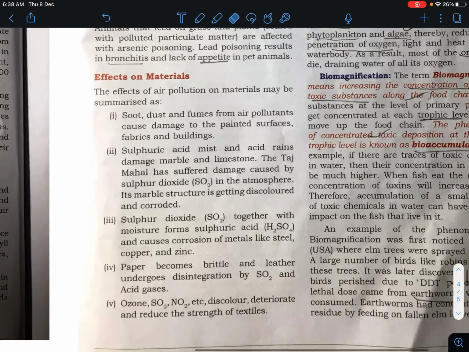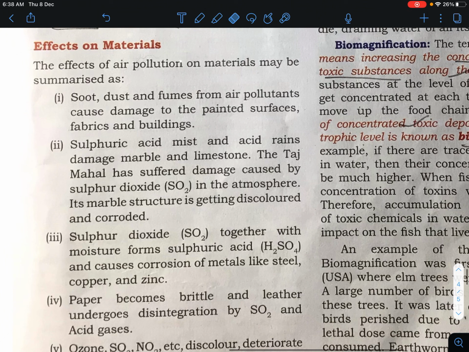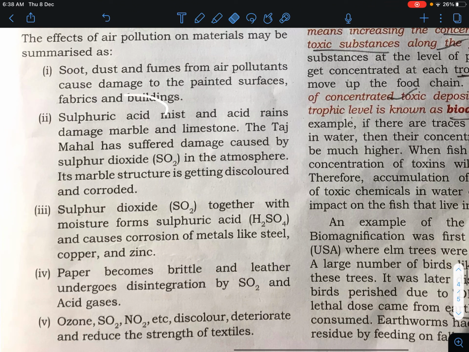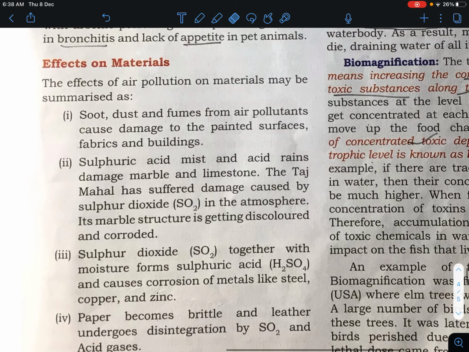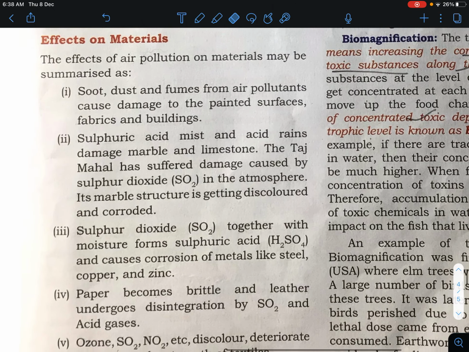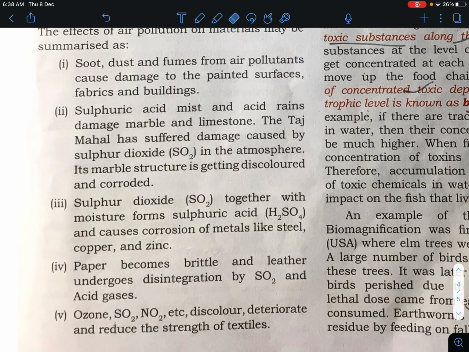Next one is the effect on materials. The effects of air pollution on materials are as follows. First, soot, dust and fumes from air pollutants cause damage to painted surfaces, fabrics and buildings. Second, sulfuric acid mist and acid rain damage marble and limestone. How is it going to affect buildings? It damages the painted surfaces, fabrics and buildings, and it damages marble and limestone.